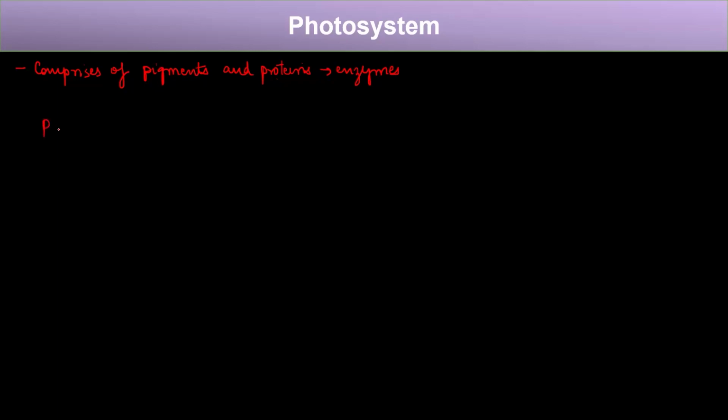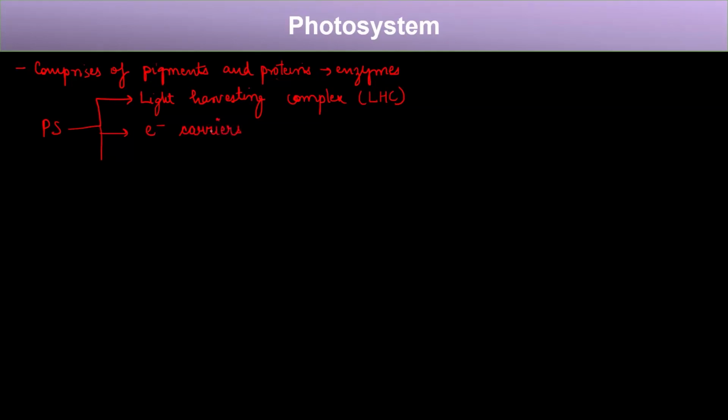If we have to divide it, the photosystem, which I am representing by PS, has first the light harvesting complex, represented by LHC. Second, the photosystem has electron carriers.